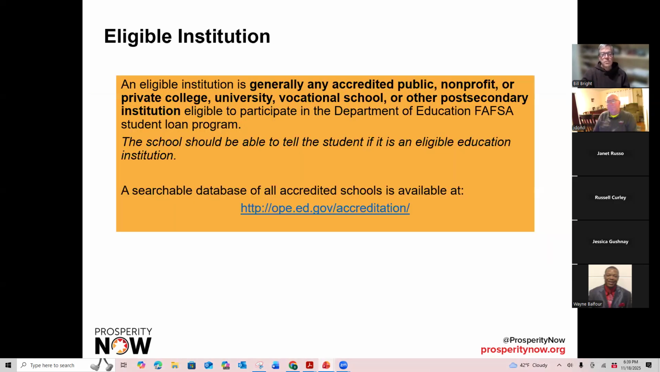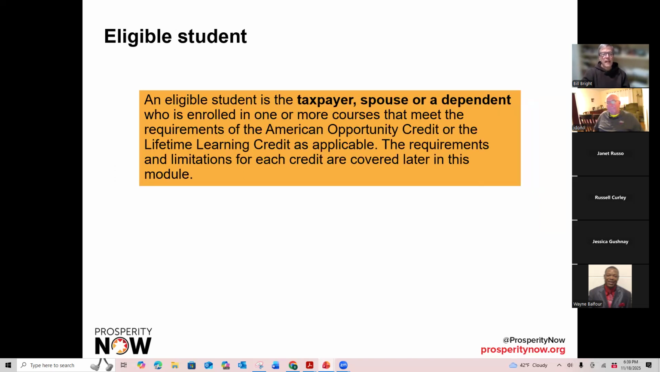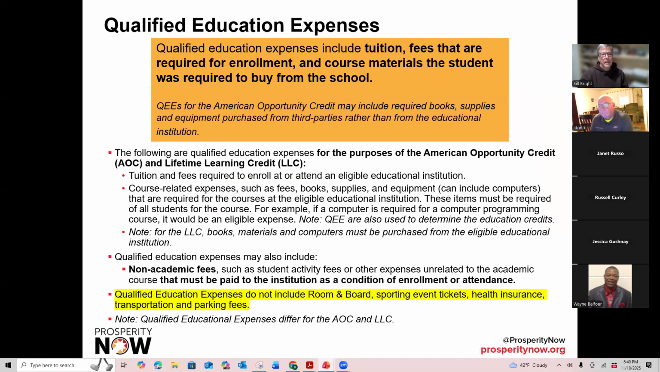So again, an eligible institution is any accredited public, nonprofit, or private college, university, or vocational school. Beauty schools and welding schools qualify just as Princeton does. An eligible student is the taxpayer, the spouse, or dependent who is enrolled in one or more courses that meet the criteria of the American Opportunity Credit and the Lifetime Learning Credit.